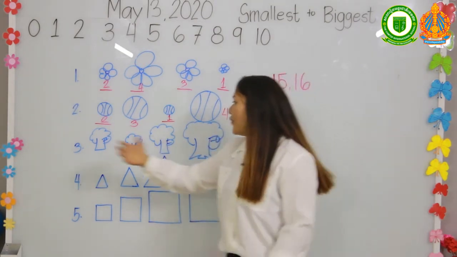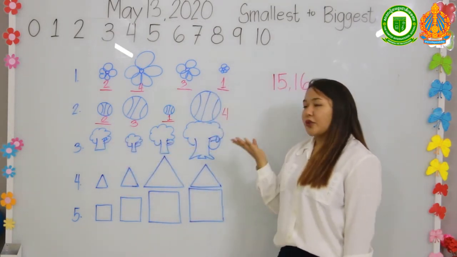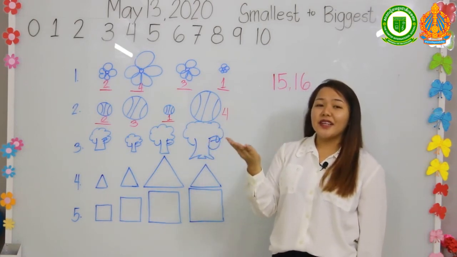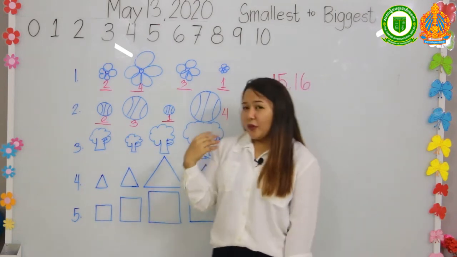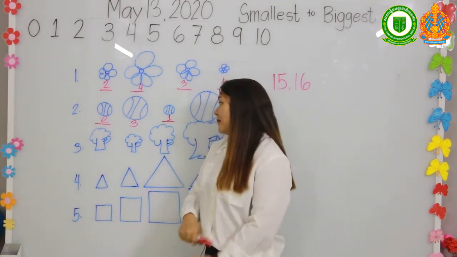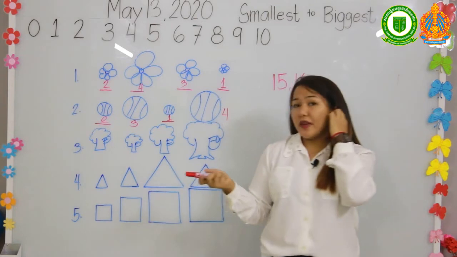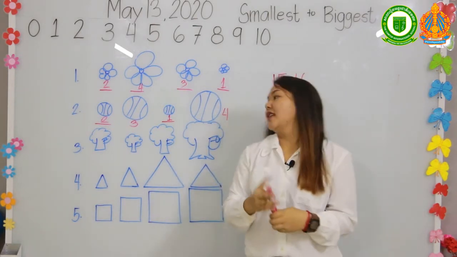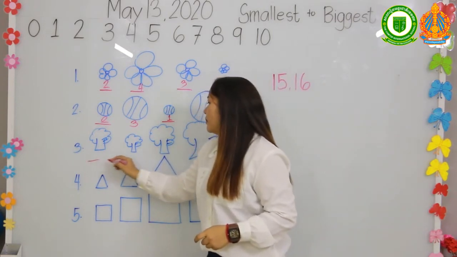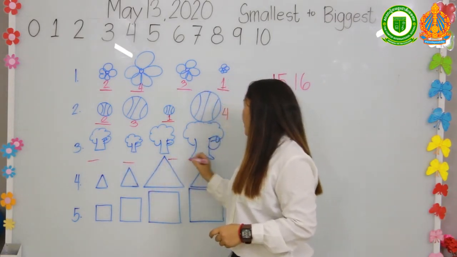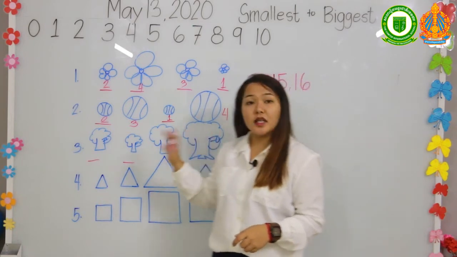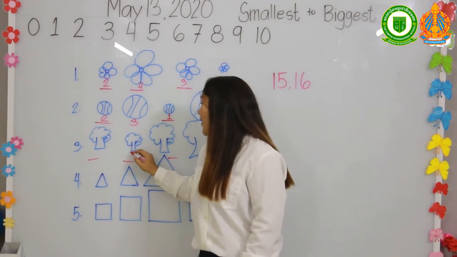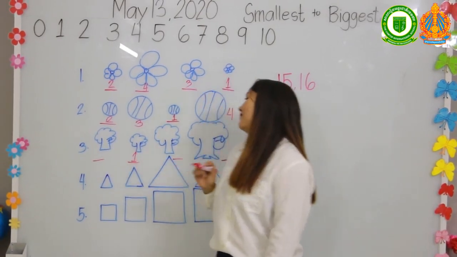Okay, next, number 3. Okay, trees. So I have here 4 different sizes of trees. Which one is the smallest? Okay, use your fingers to point anywhere. Which one is the smallest? The smallest is this one. Yeah, this one. So let's write number 1.